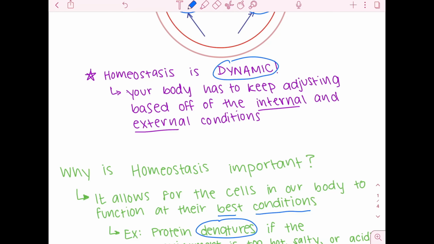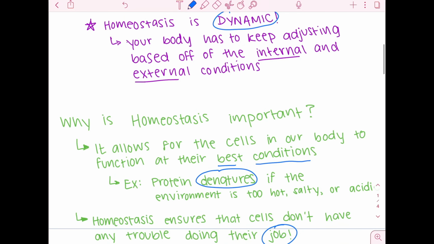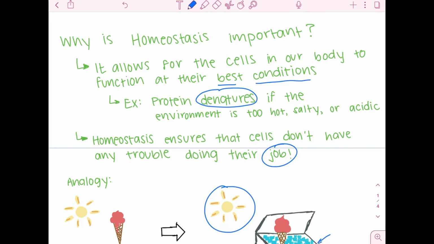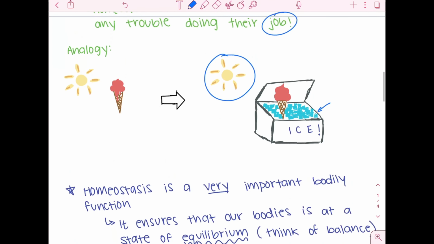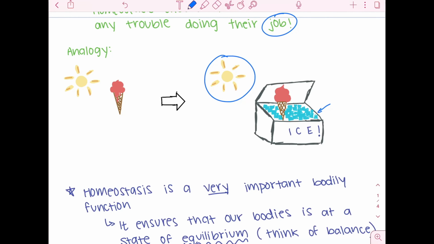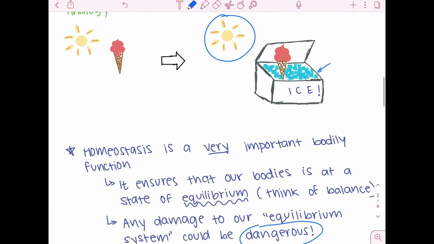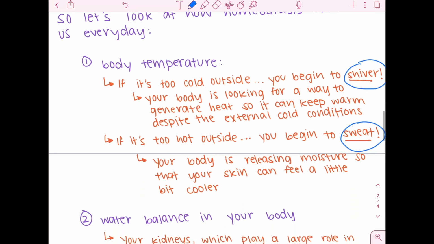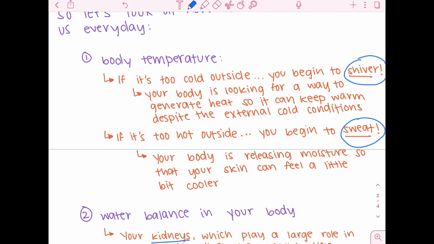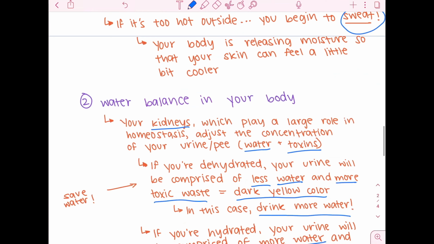Then we went over the definition of homeostasis being dynamic. We stated how important homeostasis was to cellular functions and cellular conditions. And then I gave this analogy to help you understand a little bit more about how homeostasis works. Then we stated the definition of equilibrium, and we stated that any damage to this system could be very, very dangerous. And then finally, I gave a couple of examples from body temperature and water balance.